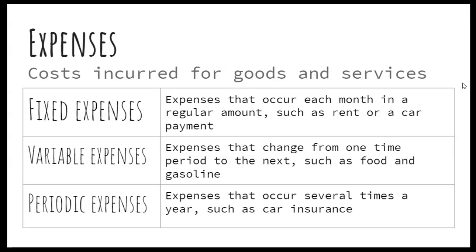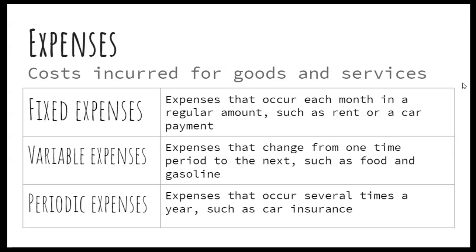Maybe clothing, you might have to buy a big winter coat in October. You don't have to buy that again in November. So that's a variable expense. Those kinds of miscellaneous things sometimes can be variable expenses.